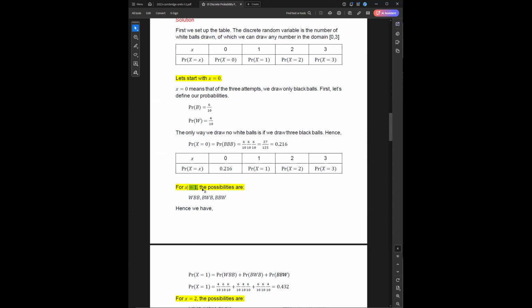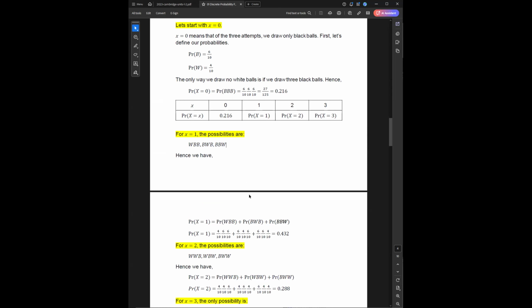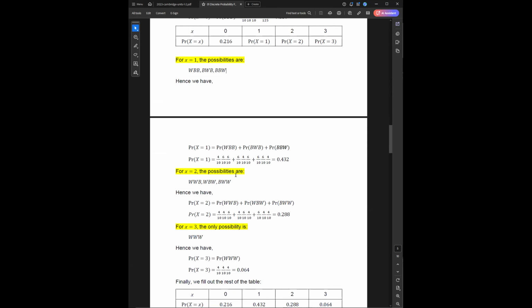But okay, so for x equals 1, you're just going to have 1 white ball and 2 blacks. Now, those can be done in any order. That's why there's all these other outcomes. You could have white, then black, black. You could have white in the middle, or you could have white at the end. And so what we're going to do is calculate each of those options.